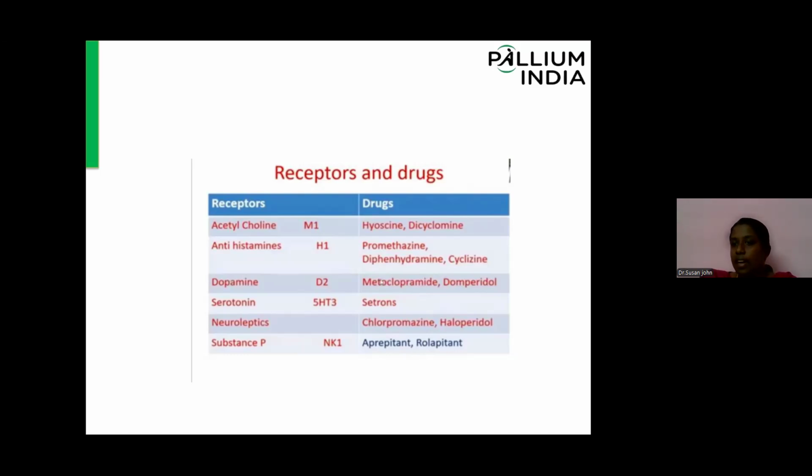We already discussed that the drug of choice for the CTZ triggering conditions, like uremia and other biochemical causes, is haloperidol. And for substance P, that is NK1, to block substance P we can give aprepitant or rolapitant. So these are the drugs. Most commonly we use metoclopramide, setrons, haloperidol, some antihistamines, and acetylcholine receptor blockade. These are the medicines we commonly use here.